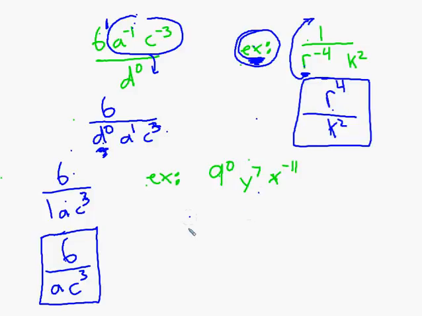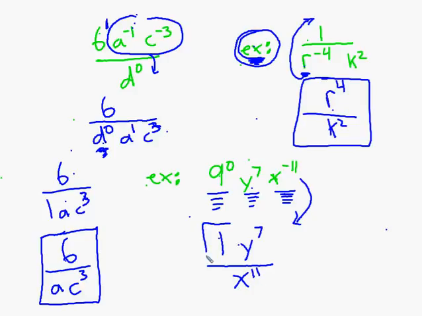All right, the last one. Tell me about this 9 to the 0. It's a 1. So I have a 1. Tell me about this y to the 7. It stays there. Nothing I can do with that. And tell me about this x to the negative 11. Here we go. That one needs to move down. So in our denominator, we have this. I would recommend for any problem that has negative exponents that you go ahead and write it as a fraction so that you know that you're moving things up or down.